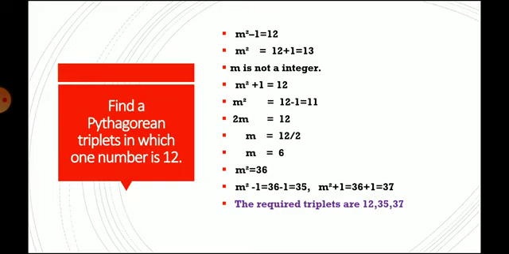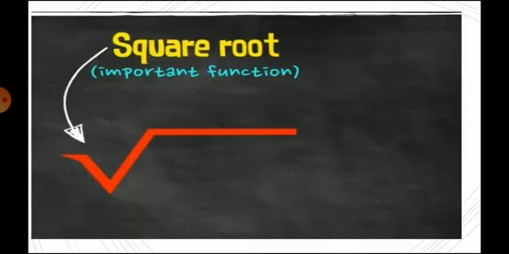After that we just use the m square value in the Pythagorean triplets. So m square minus 1, 36 minus 1, that is equal to 35. Then m square plus 1, 36 plus 1, that is 37. So the required triplets are 12, 35 and 37.